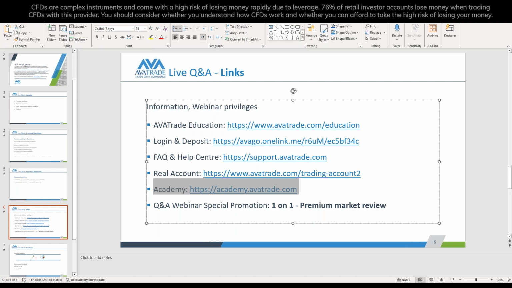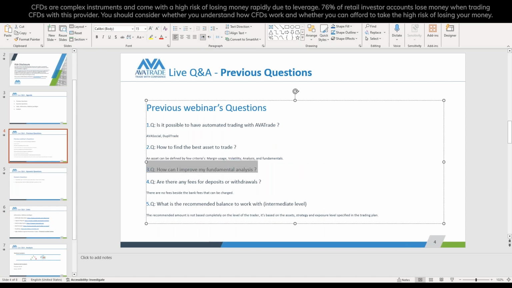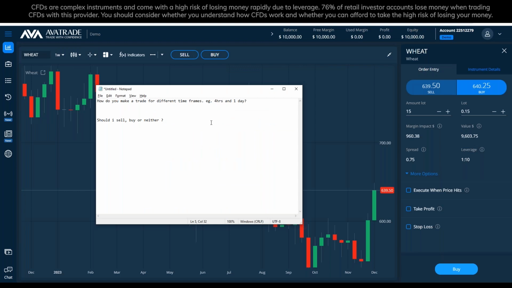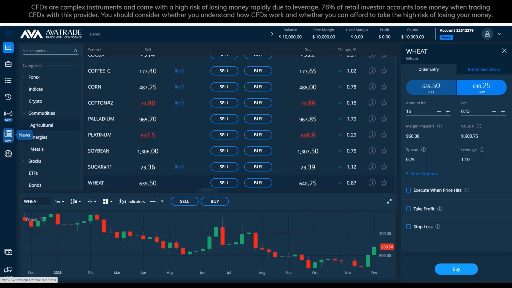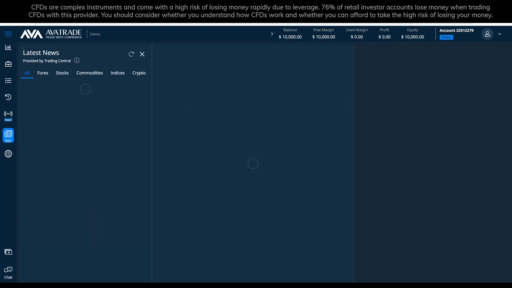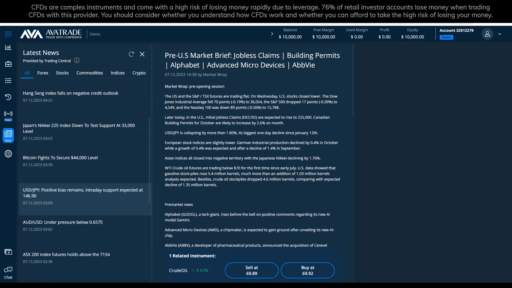Okay, that's good. So now we can finally address the last question about fundamentals, and we can see as an example what we can use to improve our fundamental analysis. Obviously, the first thing that I'm going to look at is the calendar, but maybe there is something here that can be interesting for us presently.